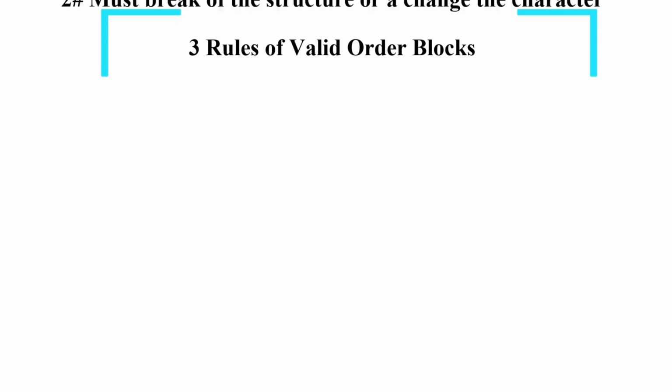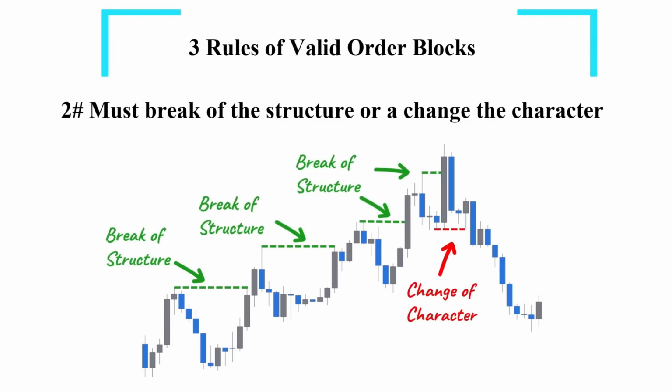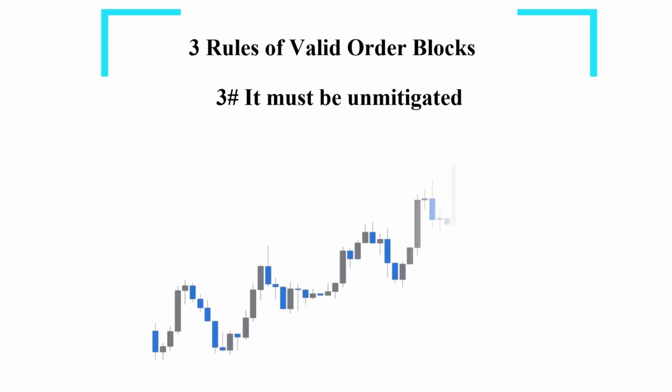Second, it must lead to a break of the structure or a change of character. A break of structure or change of character is the first clue that the market is telling us whether it intends to continue in the same direction or reverse. Third, it must be unmitigated.